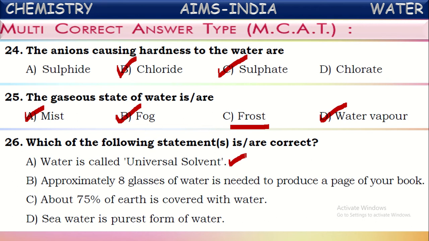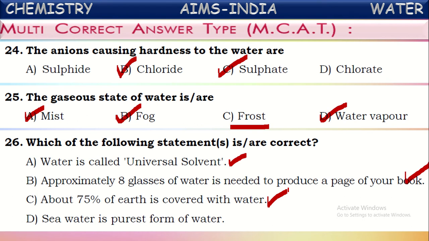In the preparation of paper, a large amount of water is used in the process of paper making, in the purification of the wood pulp. It is also correct. And even the next one, about 75% of the Earth's surface is covered with water. Yes, it is also correct. Around two thirds or 75% of Earth's surface is covered with water, almost in the form of oceans and seas.